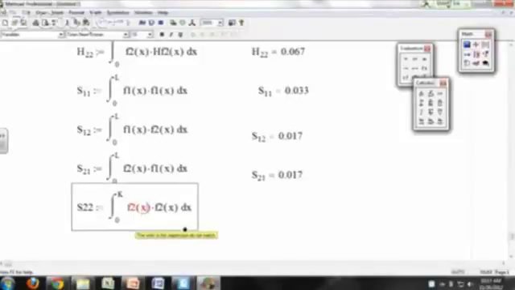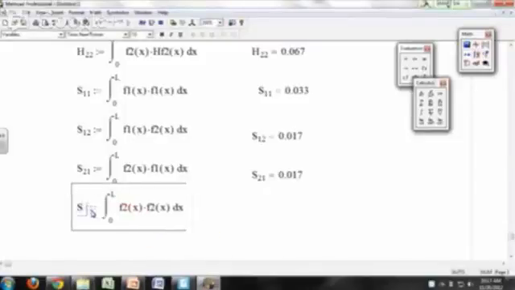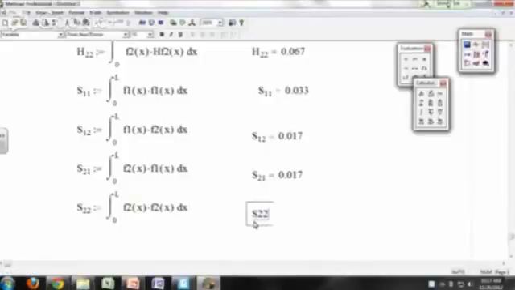I'm going to call this S22, and S22 is equal to 9.524 times 10 to the 9th. So you have all of those.